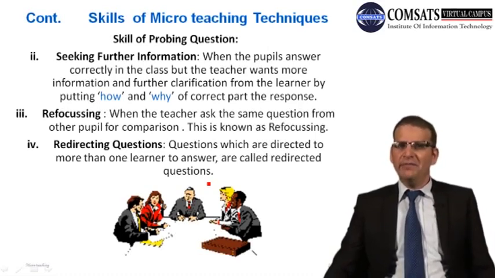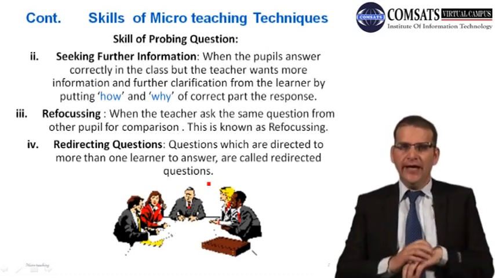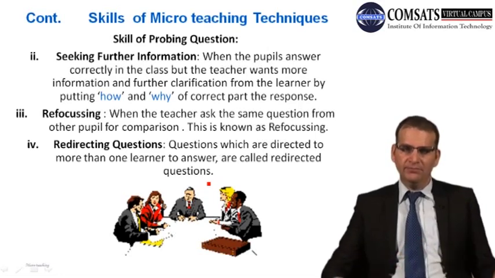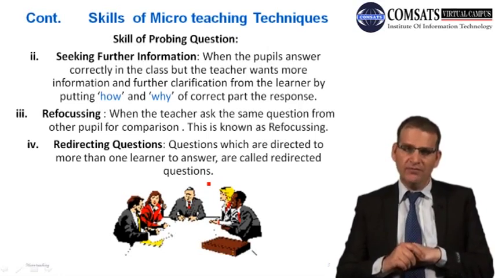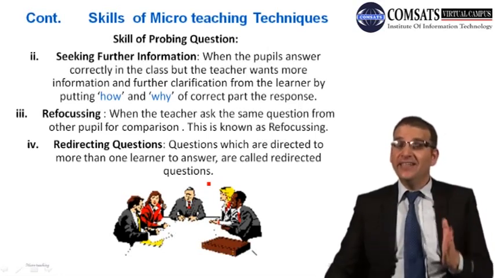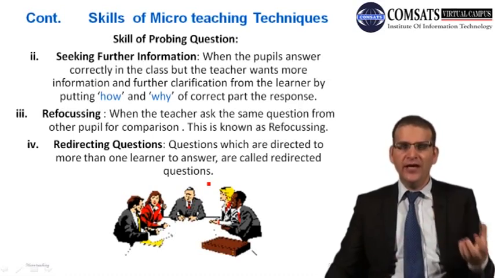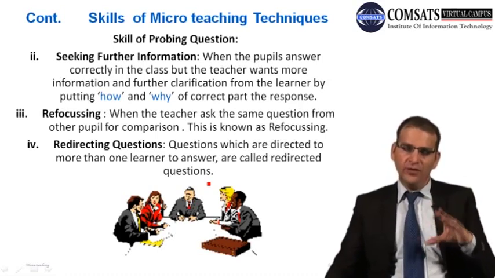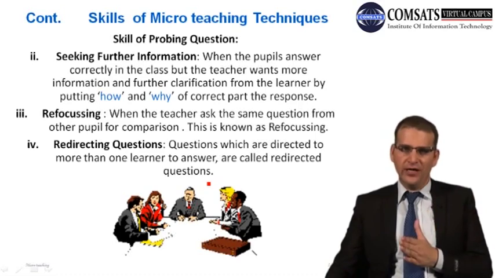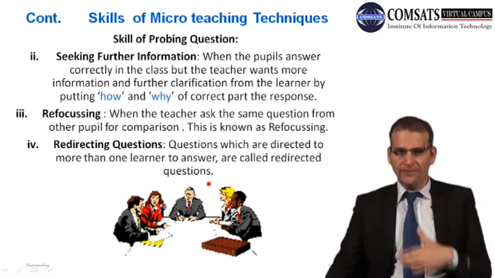For example, what time is it? Right? One answer could be, it is 12 a.m. The next answer could be, it is 12 noon. Another could be, it is 1300 hours. Another answer could be, it is 1 p.m. Clear? See? Time could be given in 12 hours or in 24 hours. I hope you understand. So this is what I mean when you refocus.